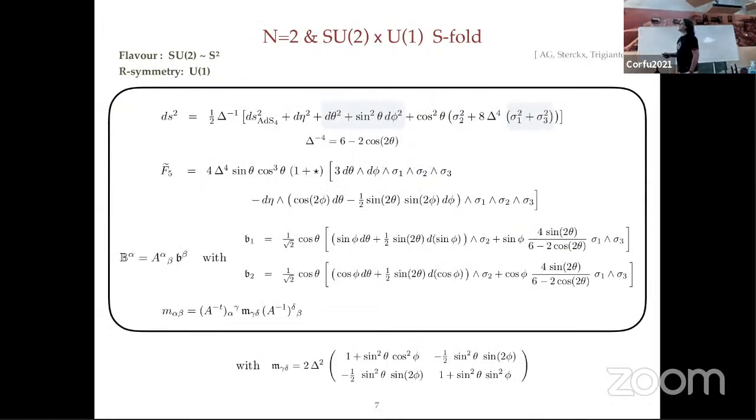You can keep on playing and you can find more complicated solutions. For example, there is also an S-fold, which is N=2 and has SU2 times U1 symmetry. The solution gets more complicated. So you can see that in the geometry, there is this piece here, which is the S2 originating this SU2 factor. Then there is a U1 here, which is the one that allows you to rotate sigma 1 and sigma 2, which is just the left-invariant basis, the basis that you choose to describe these geometries, the most convenient one, reflecting the symmetries. And then you see here how the background is. It's a bit more complicated. You see F5 is again more complicated.